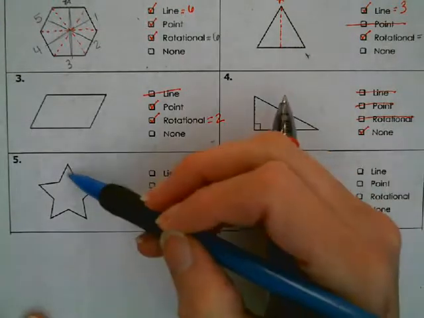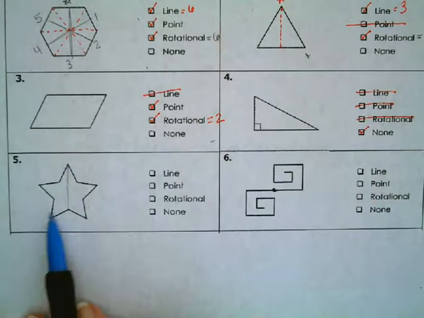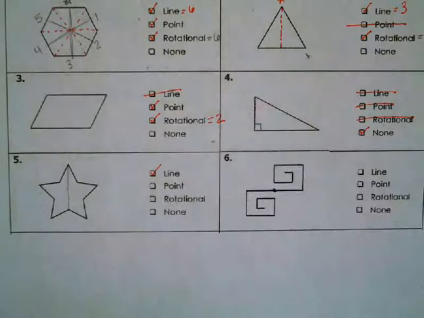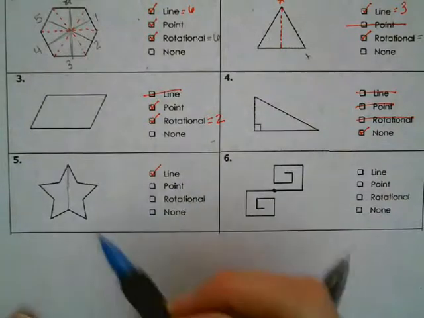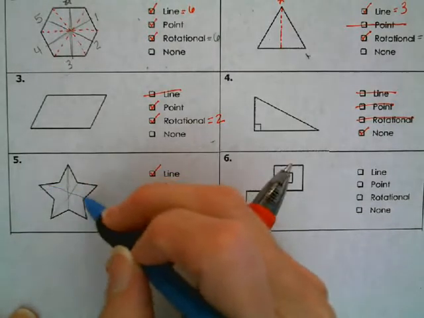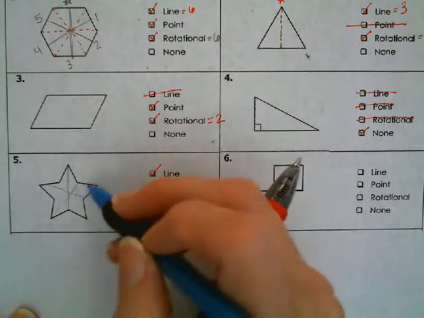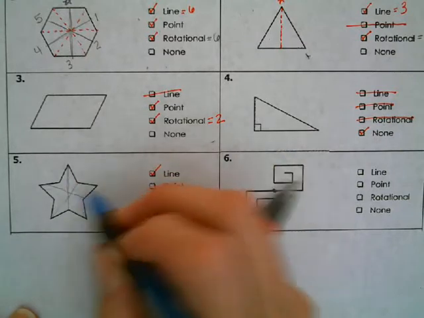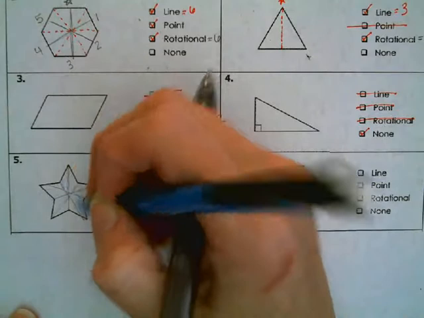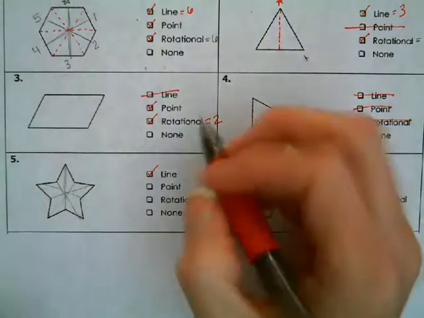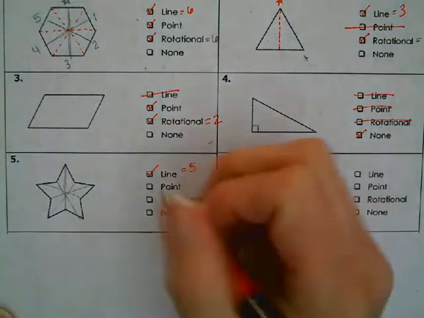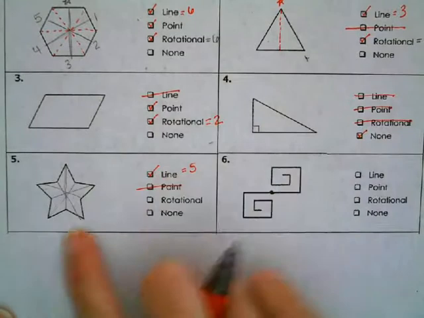So let's look at this one. Line symmetry. I can draw a line here, and this would flip to there. So yes, it has line symmetry. Let's see, how many lines? We could draw in a bunch of lines and see. That was there, that was there. Makes sense. Okay, so we should have 5 lines of symmetry.